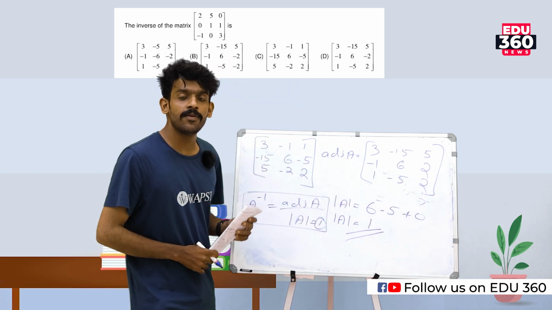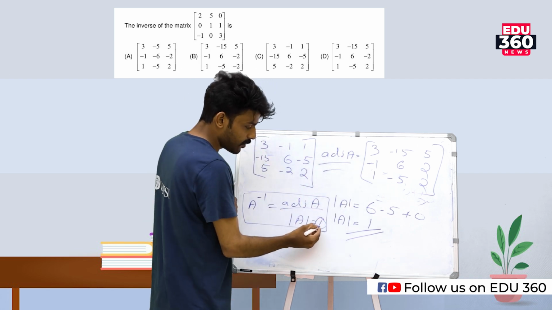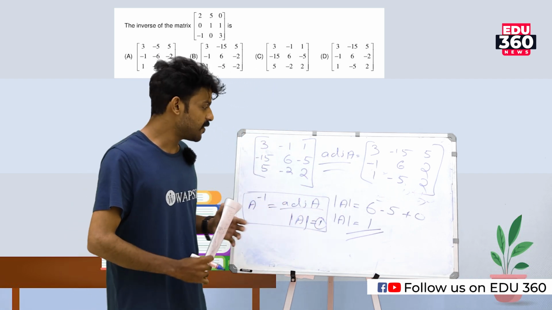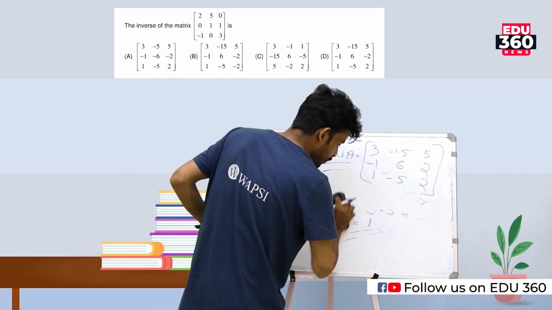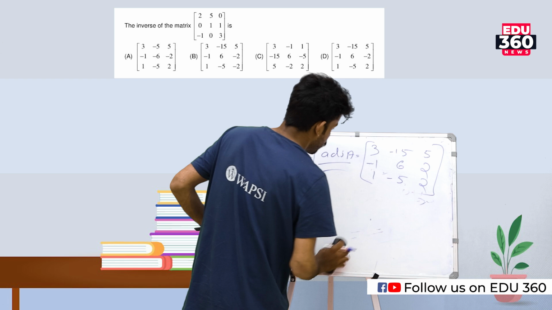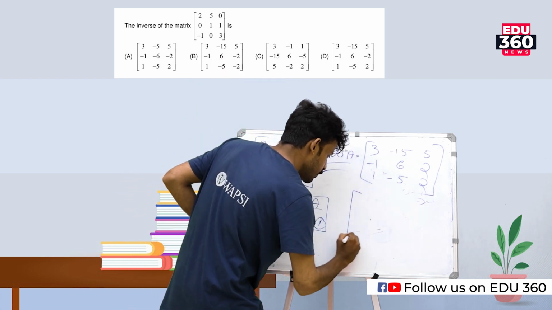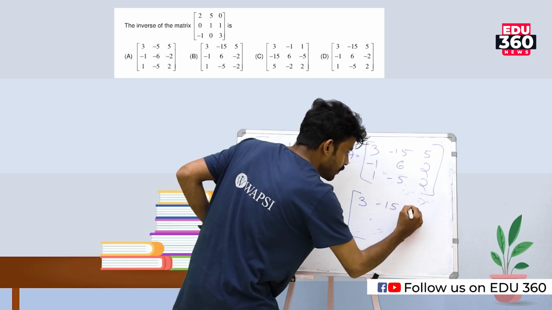In the question, we need to find the A inverse. So this is adjoint A. We know the value of the determinant A is equal to 1. So the next step is just to substitute here, that is, determinant A is equal to 1. So we can write A inverse is equal to adjoint matrix, once again, 3, minus 15, 5.